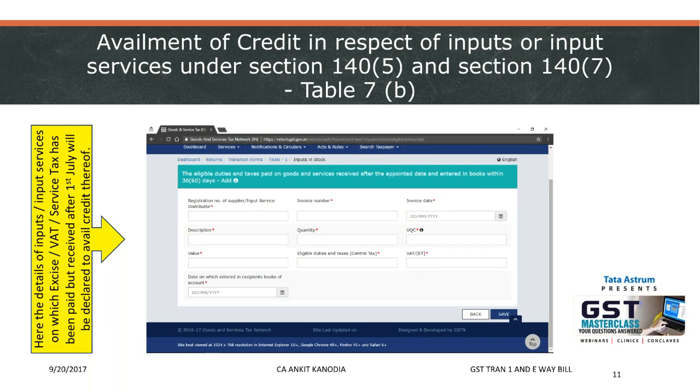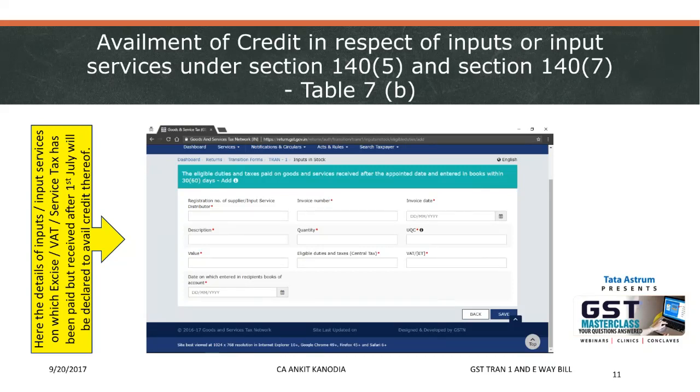as I told you earlier, you have certain invoices for excise or VAT or service tax, which you have received in the month of July. So you have already submitted your service tax and VAT and excise return. You are not able to take the credit of these invoices which you have received later. So under 140 subsection 5, the law allows you to take the credit of the same, provided the same is accounted for in your books of account within 31st of July.